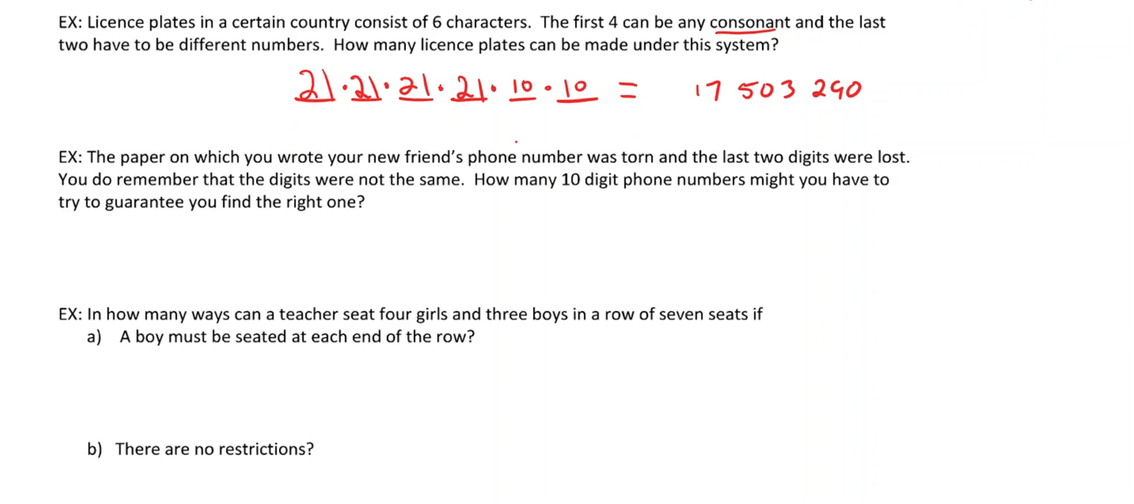So it says, the paper on which you wrote your new friend's phone number was torn and the last two digits were lost. You remember that the digits were not the same. How many 10-digit phone numbers might you have to try to guarantee you find the right one? All right, so 10-digit phone numbers. So you could write our digits here, right? So we have 1, 2, 3, 4, 5. Actually, I'm going to put them in groups of three, like a phone number.